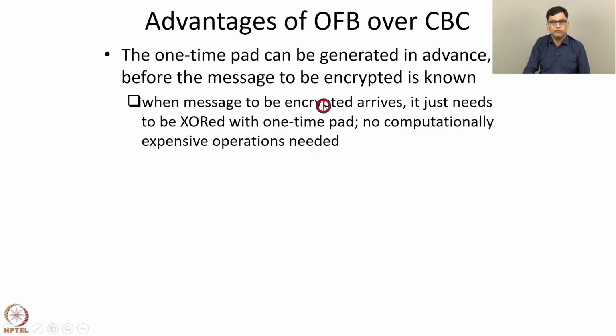So for this reason, OFB is suitable for real-time communication, such as when voice calls or video calls need to be communicated. That's because the latency has to be very low, so lowering the encryption time helps. The one-time pad can be generated in advance, and then to encrypt the plaintext, it just needs to be XORed with the one-time pad, which has already been generated. So that reduces the delay.